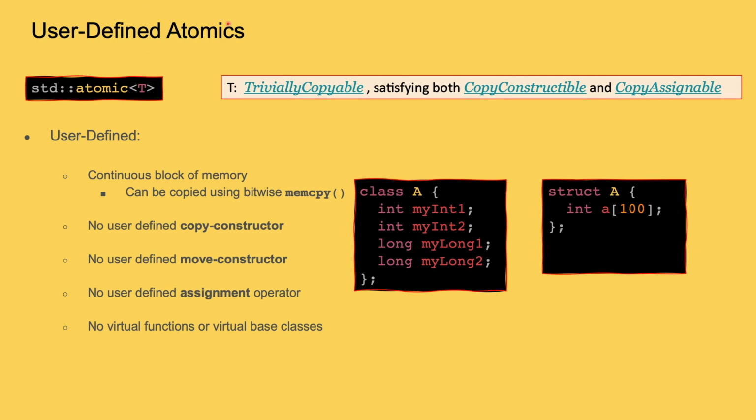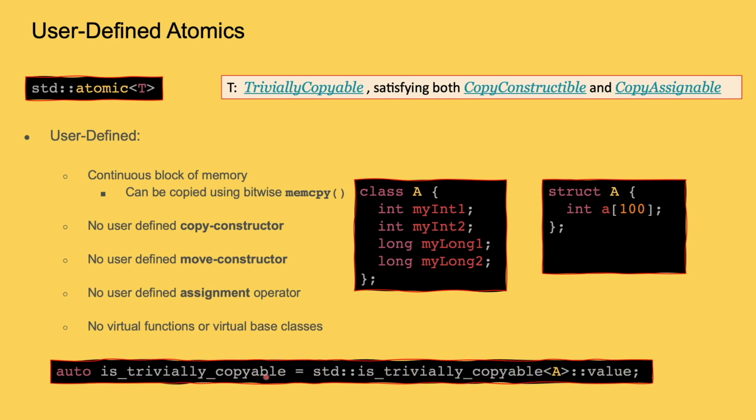Now, what if you define a class yourself? That can also be defined as an atomic variable as long as that class is trivially copyable. This trivially copyable is something that is formally defined in the C++ standard, which basically means, first of all, it has to be in a continuous block of memory so that you can copy the whole thing using a memcpy function, for example. It should not have a user-defined copy constructor, move constructor, or assignment operator, and there should not be any virtual functions in the class or in its base classes. So for example, you can define a class like this or a struct like this, and they can both be an atomic variable. C++ also provides the function is_trivially_copyable so that you can test to see if it passes this condition or not.